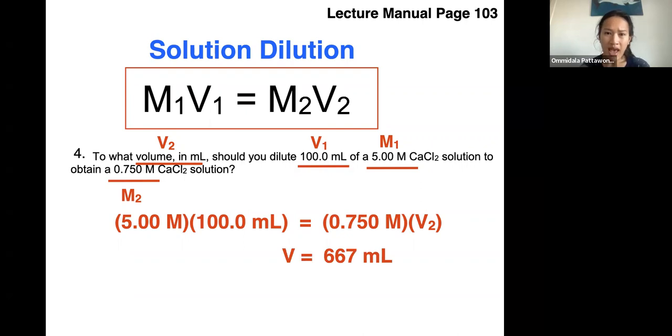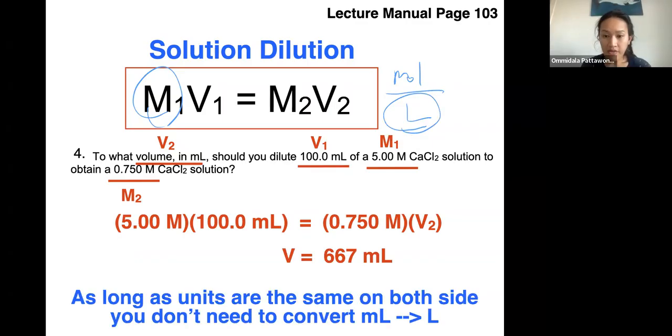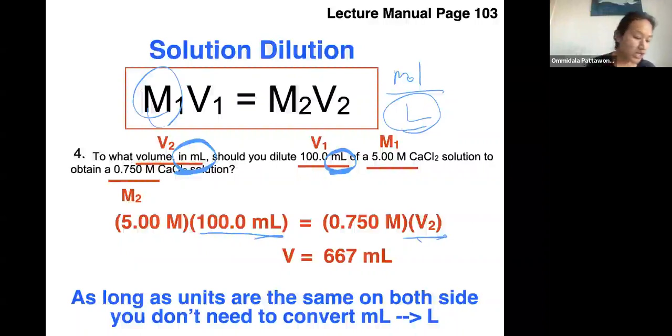You might ask me, hey, wait a second, I thought that molar is involved with moles per liter. So don't we need to convert these to liters first? The answer is no, you don't have to. As long as both sides, the volumes, contain the same unit, you do not need to change that to liters. In this case, it's asking you for milliliters. We already have milliliters, so you can just plug that in right away, and your answer should come out in milliliters. If you change this to liters, then your final answer would come out in liters, and then you have to convert back again to milliliters.